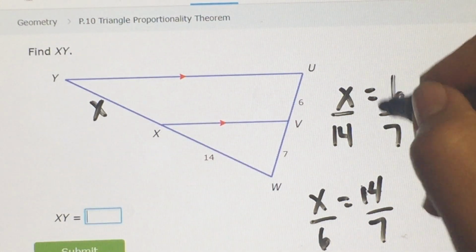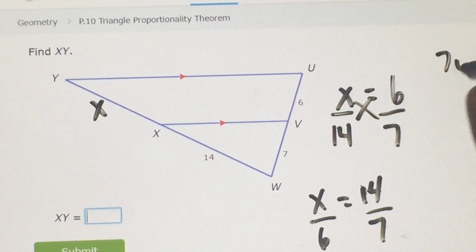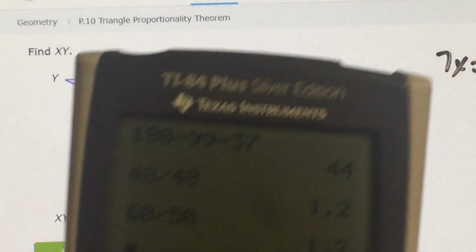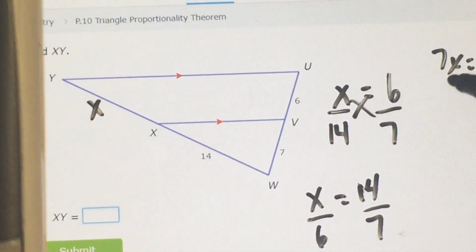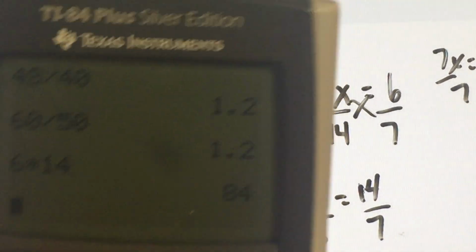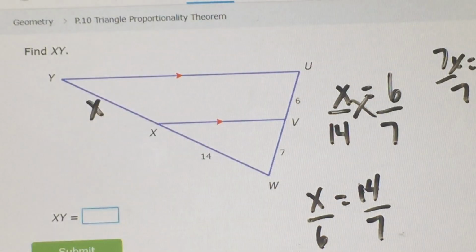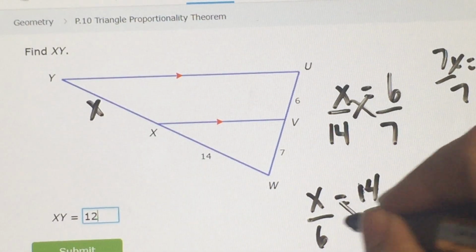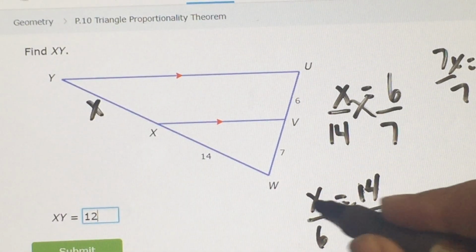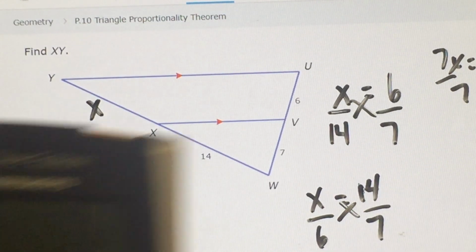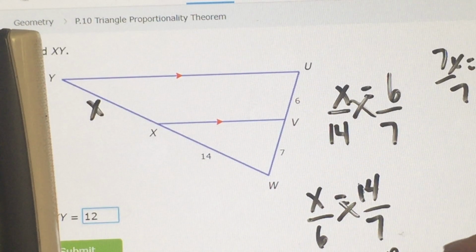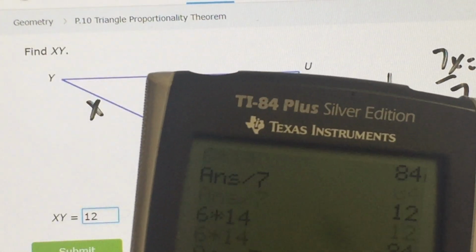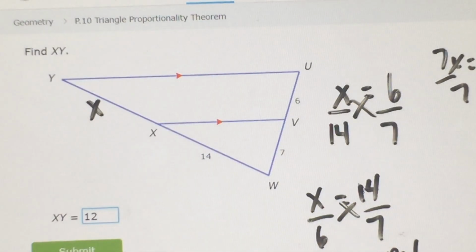And then you're going to cross multiply and divide. So 7x equals 6 times 14, which is 84. Divide both sides by 7. You're going to get 12. So XY equals 12. And you can do the same thing here just to prove it. I'll just prove it on this question. 7x equals 6 times 14, which is 84. Divide by 7, which is 12. Okay, so same exact thing.